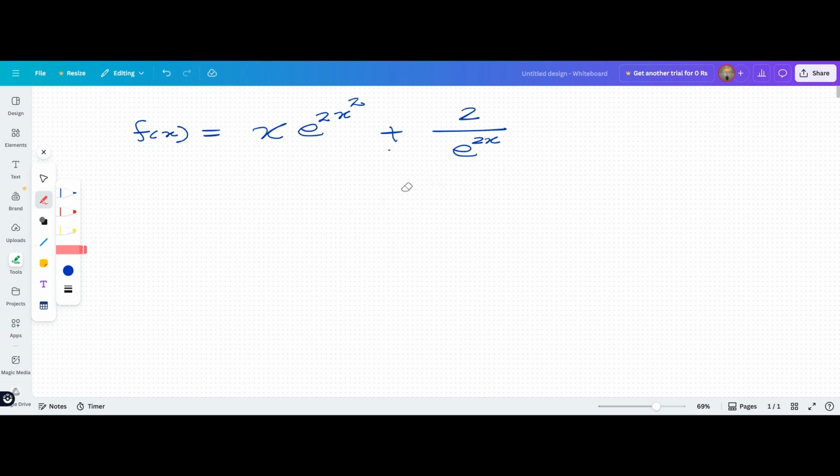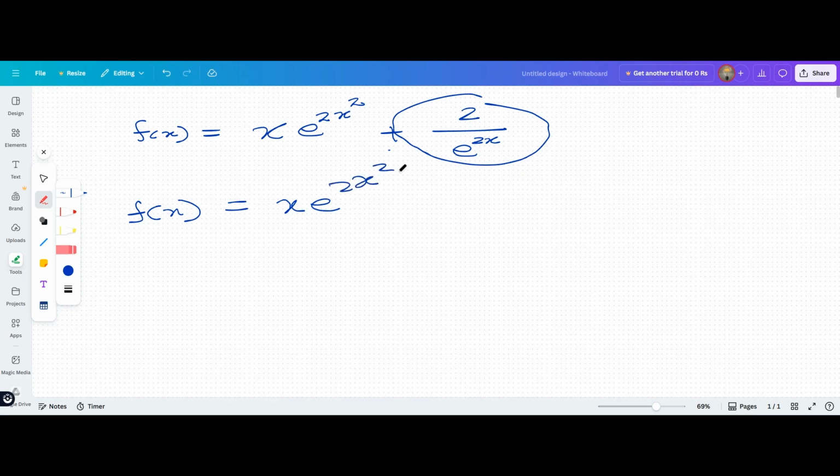Before jumping into differentiation, if you look at this particular term, what you can do is rewrite it. f(x) equal to x into e to the power 2x squared plus, instead of 2 divided by e to the power 2x, what you can write is 2 into e to the power minus 2x.